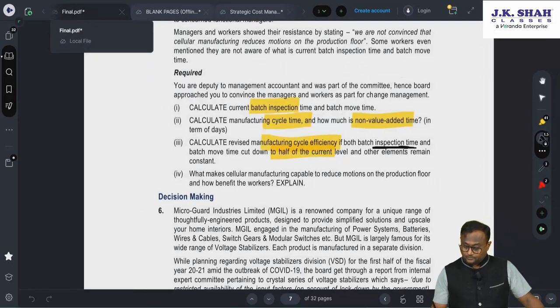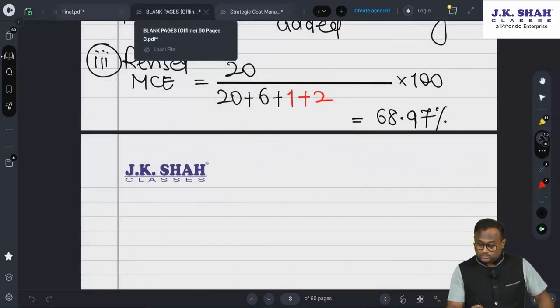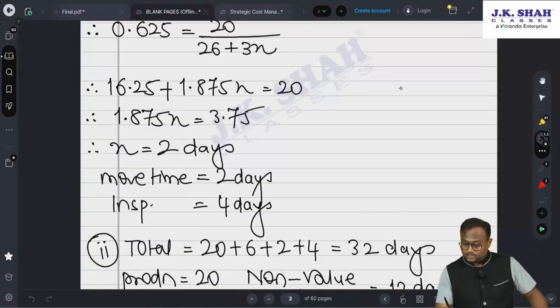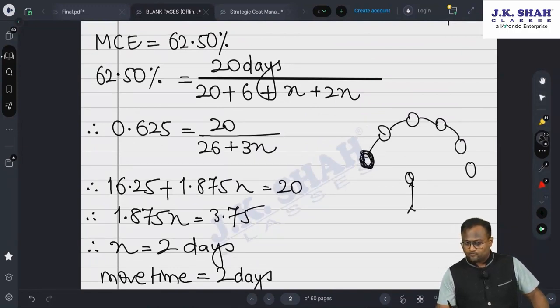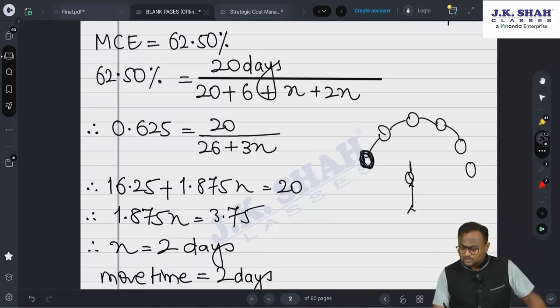Now, if I talk about the last one, what makes cellular manufacturing capable of reducing motions on the production floor? You need to know what is cellular manufacturing first of all. See, there will be a worker and all machines will be assembled in this shape. The outcome of one is directly transferred to the second, outcome of second will be directly transferred to the third. One single person can take care of the entire production process. So, the motion from one place in the factory to another place in the factory will be eliminated.